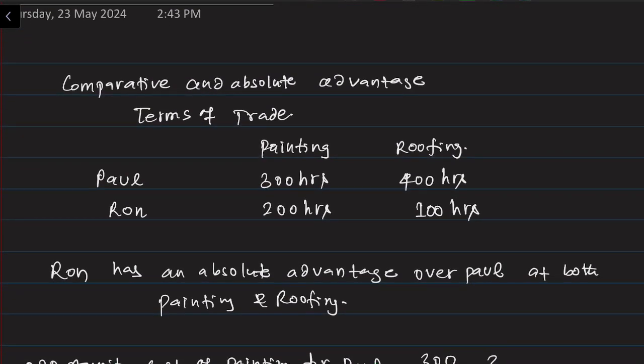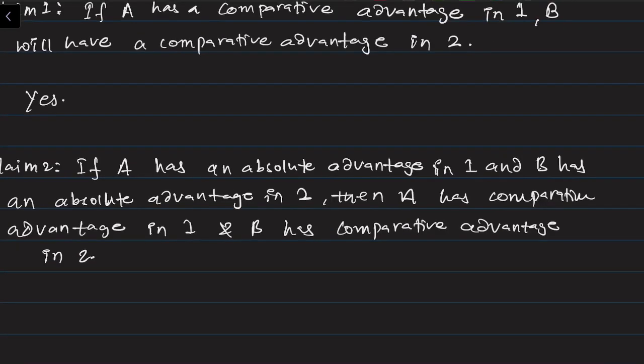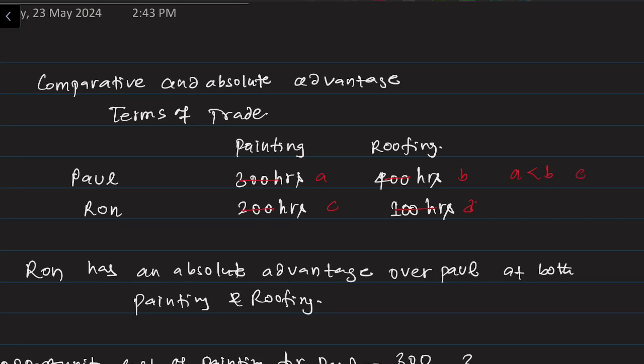Okay, so let's go back to the previous example, and let me just cross these numbers and write A, B, C, D instead. So let's say A, B, C, D. Now our claim is, if A has an absolute advantage in 1 and B has an absolute advantage in 2, which means A has an absolute advantage, which means A should be less than B, right? And C should be greater than D.